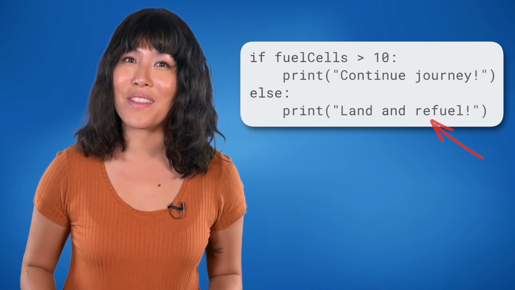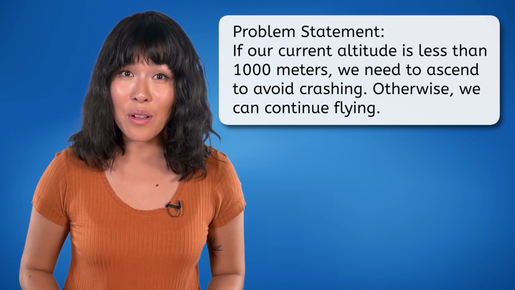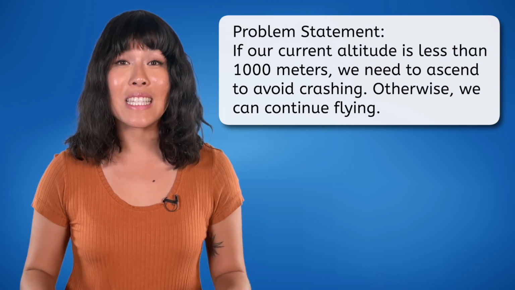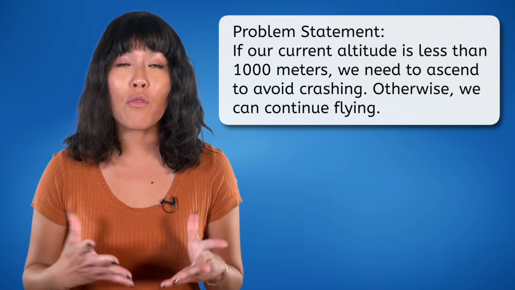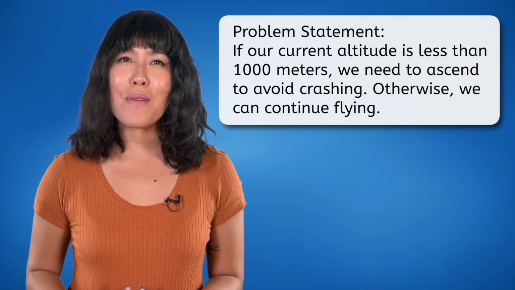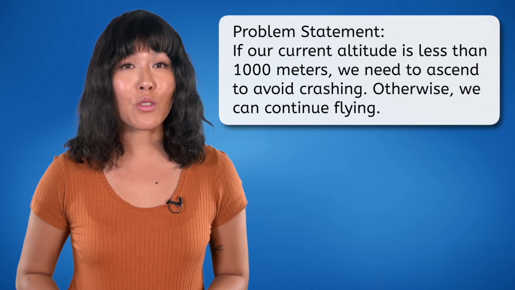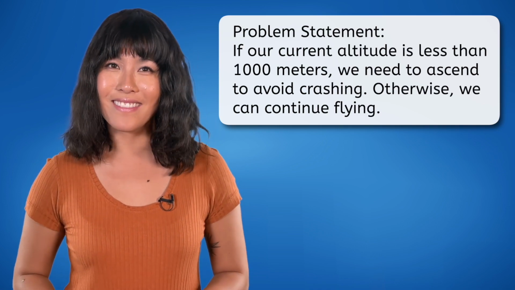Here is another example. When flying over a new planet, we need to adjust our altitude. If our current altitude is less than 1,000 meters, we need to ascend to avoid crashing. Otherwise, we can continue flying. How might we write an if-else statement to solve this problem? Pause the video here and try it.